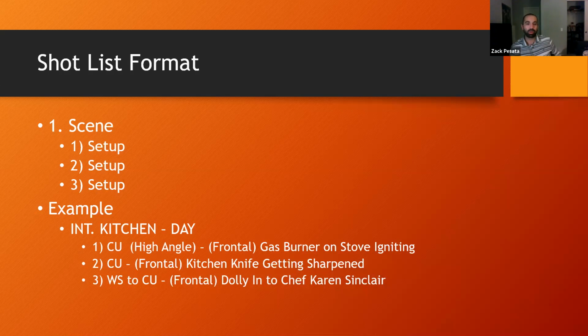So setup number 1, close up, high angle, frontal, gas burner on stove igniting. Shot number 2, close up, frontal, kitchen knife getting sharpened. Shot number 3, wide shot to close up, frontal. We dolly in to Sheriff Karen Sinclair. And you just keep building out more and more shots. And again, it's just a list of what shots you want for your scene, how you plan on shooting it.